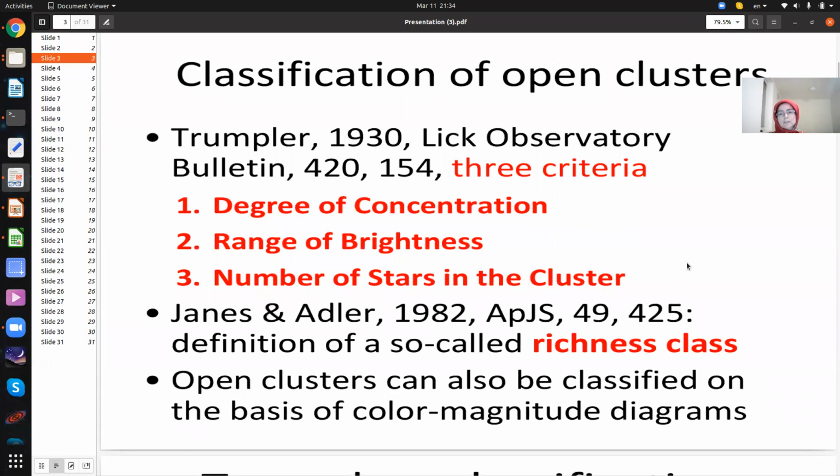And we have different classifications of open clusters. Trumpler built his in three criteria: degree of concentration, range of brightness, and number of stars in the cluster. And James and Adler defined the richness class. Open clusters can also be classified on the basis of color magnitude diagrams.